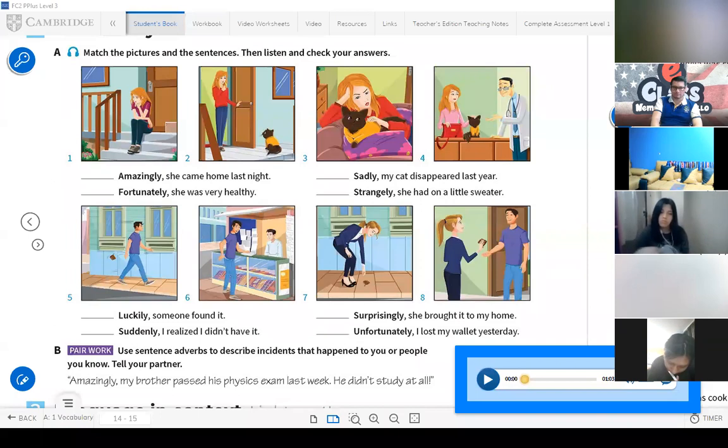Sadly, my cat disappeared last year. Oh, very good. No, sadly, my cat disappeared last year. My God, hace un año. Last year. Okay. What is number 2? What's number 2? Hmm?